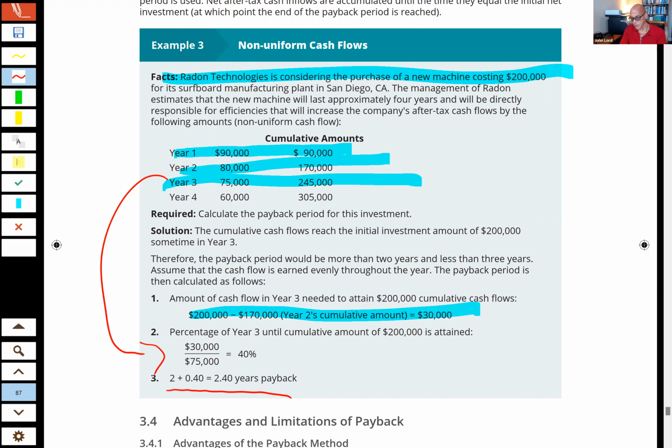If it's a 12-month year, obviously, then 0.4 of 12, whatever that comes to. What's that? Almost 5 months.